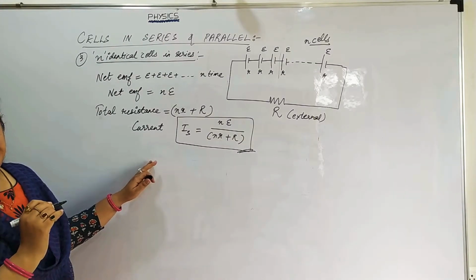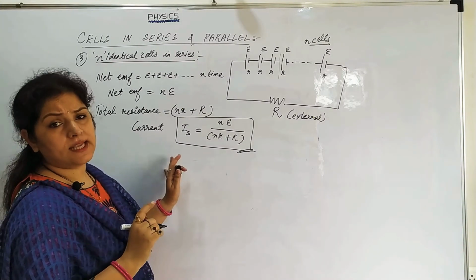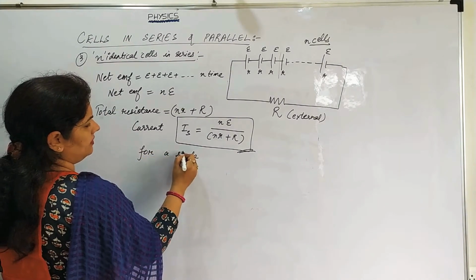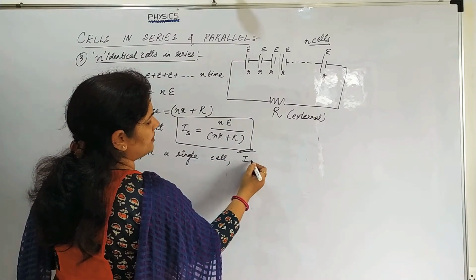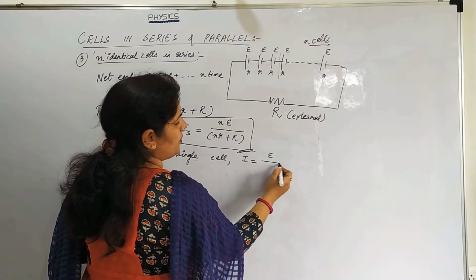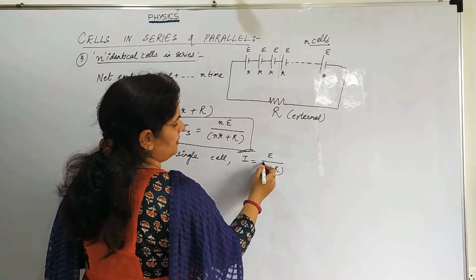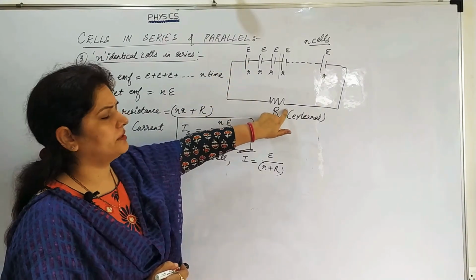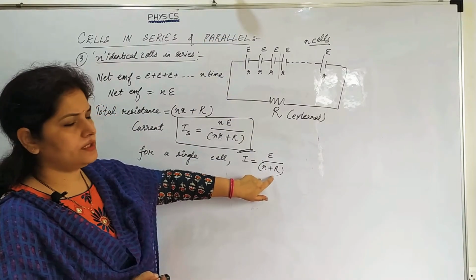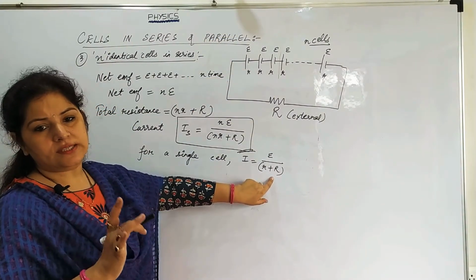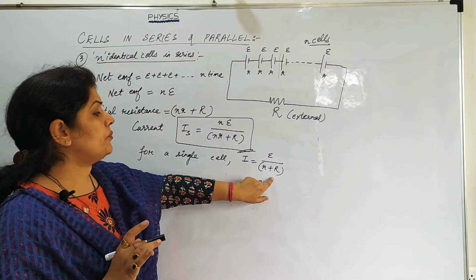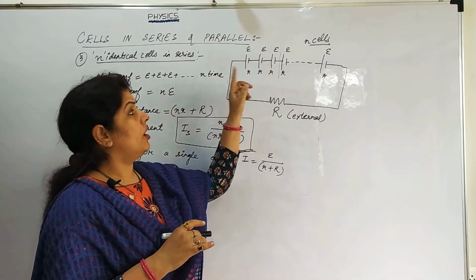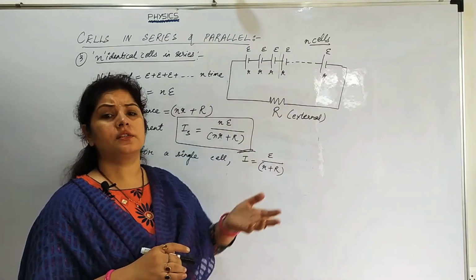Now, if we compare it with a single cell, for a single cell, I will be, n will not come here, E upon (r plus R). Agreed or not? We are talking about only this cell. So its resistance will be internal plus external: E divided by internal plus external. This is the current passing through a single cell, right? Now, we have so many situations in which the external resistance is more. We have so many situations in which the internal resistance is more.